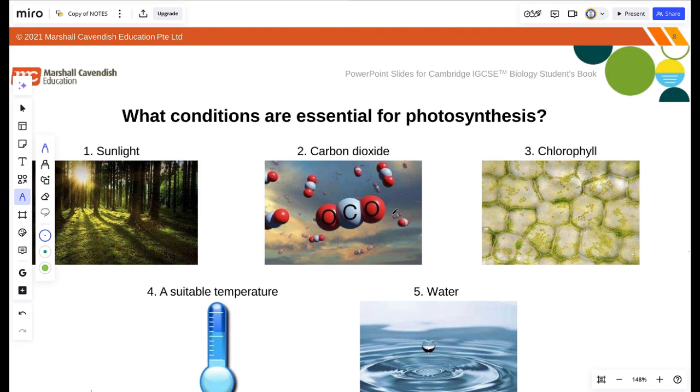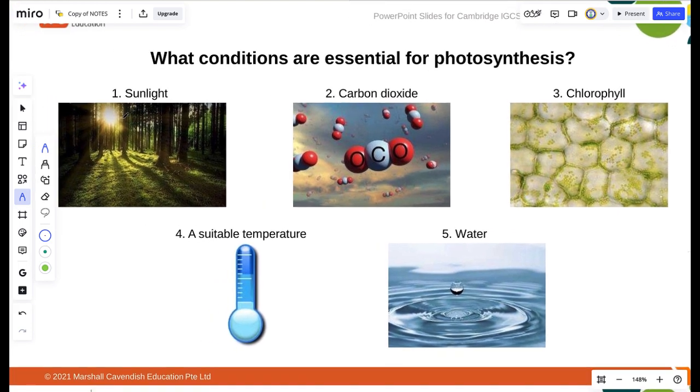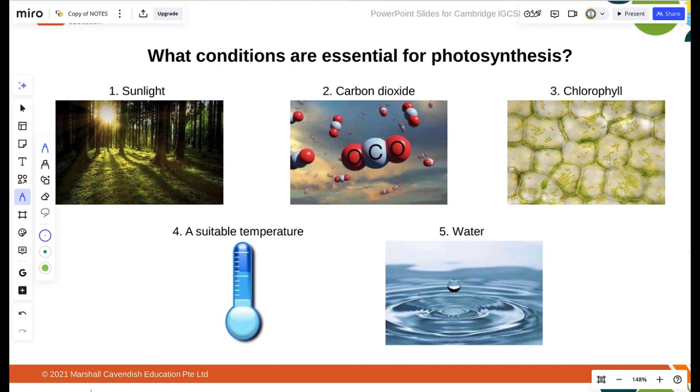Now let's go to what conditions are essential for photosynthesis. What do we need? We've mentioned it from the beginning. Remember I said the first page was an overview of the whole work, of what is to come. Now what do we need for photosynthesis? First of all, the plant needs the sunlight. If you look at this picture, you will see the rays of the sun penetrating the thick forest, which means the plants have to get access to the sunlight. Without the sunlight, the plants will not be able to manufacture their own food. That's the first thing we need.